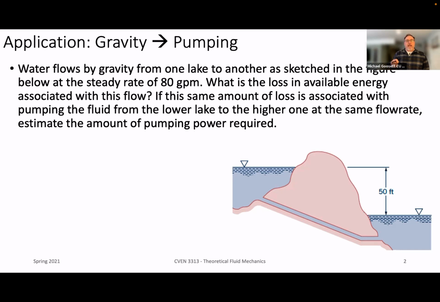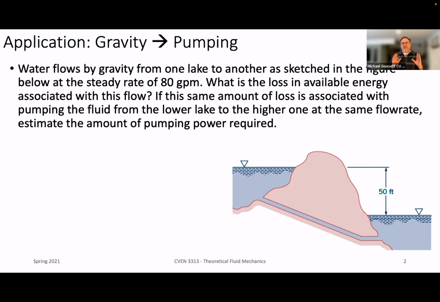If we do that and we have to account for that loss that's occurring, along with the energy change between the two, how much pumping power do we need? Okay, so the first part is kind of a clever way of getting us to identify or populate all the pieces of the full energy equation, which we'll write out in a moment.